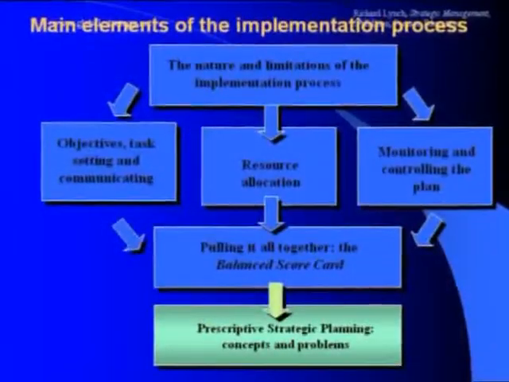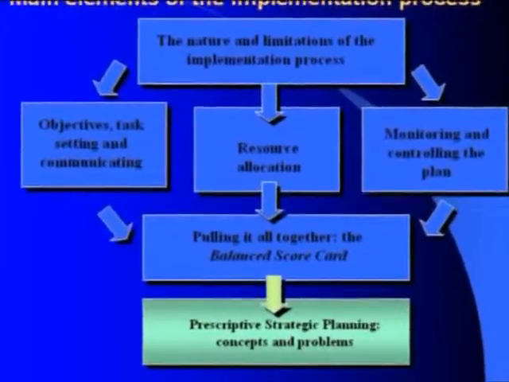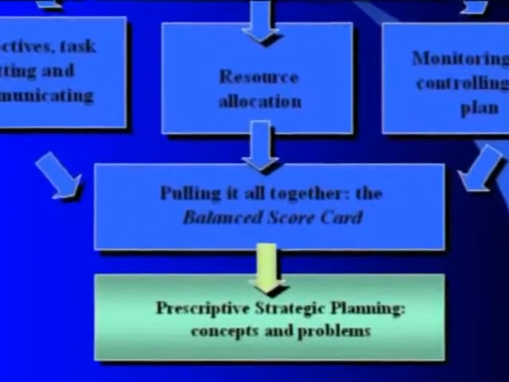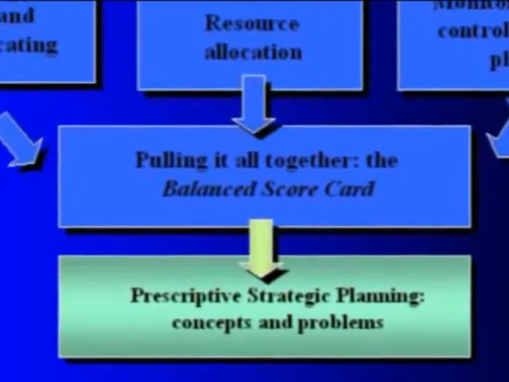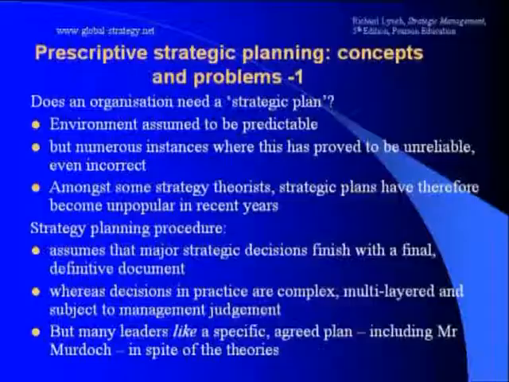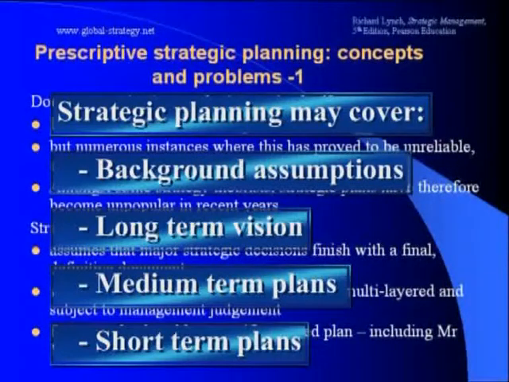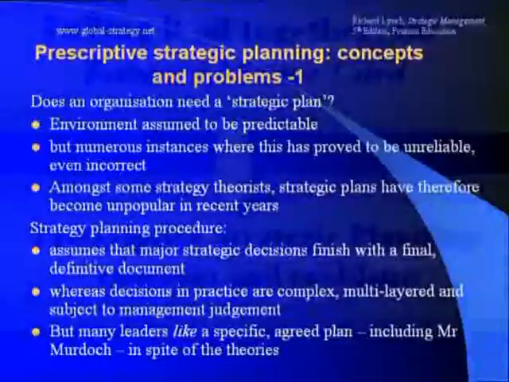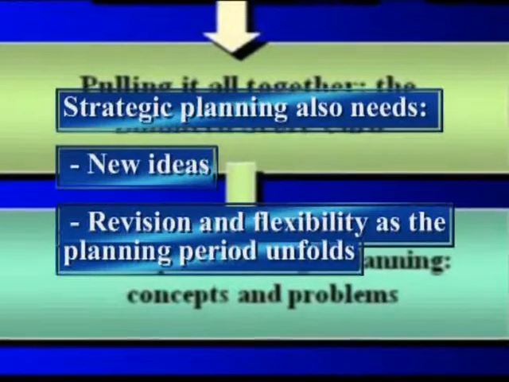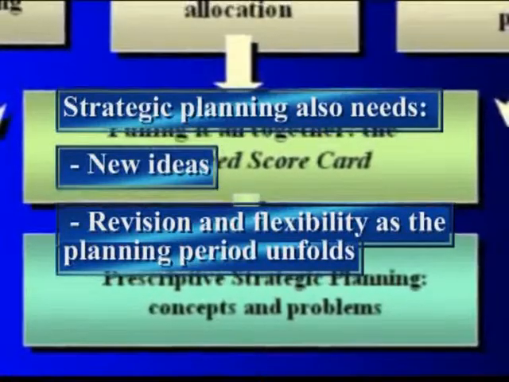More generally, the task of strategic planning is to make the strategy process operational in some organizations, but it's no substitute for basic and innovative strategic thinking. The basic process of strategic planning may well cover such areas as background assumptions, long-term vision, medium-term plans, and short-term plans. Importantly, the input of new ideas and revisions to the process are significant elements of its development.